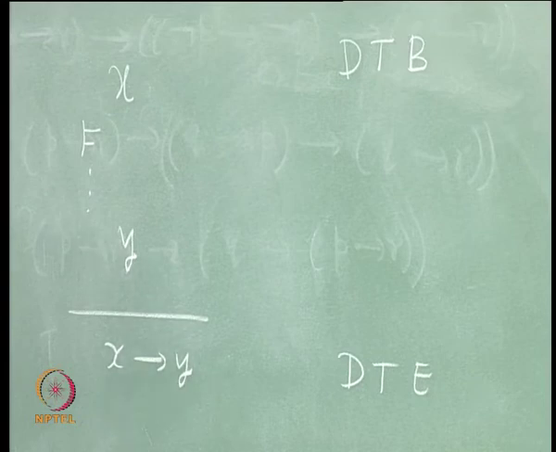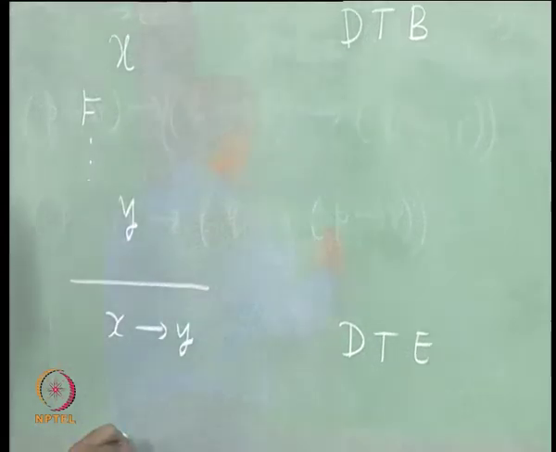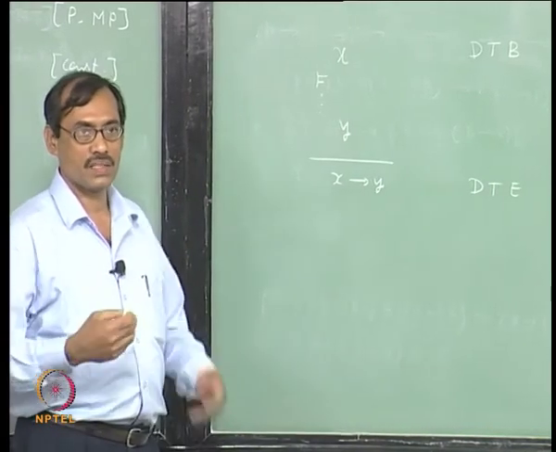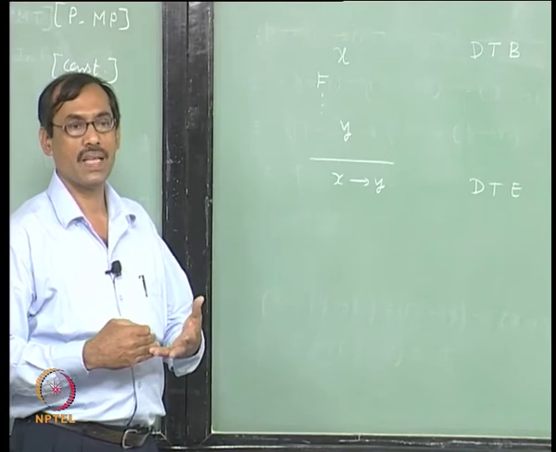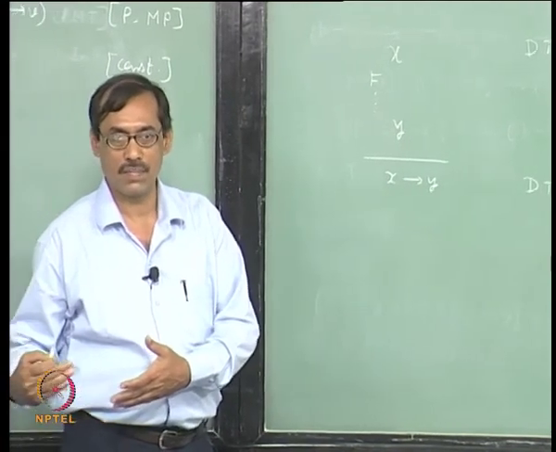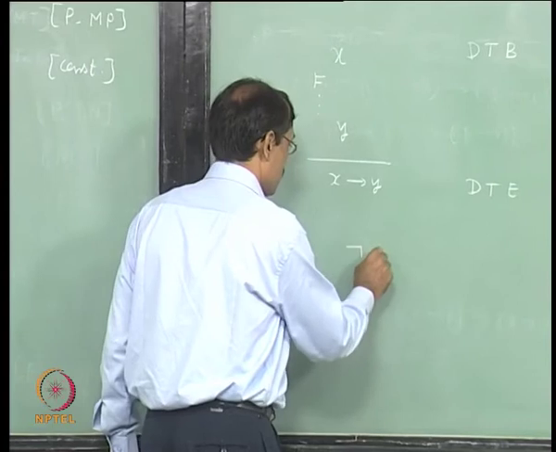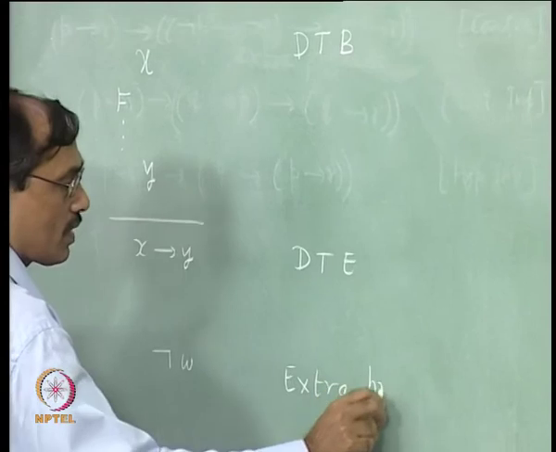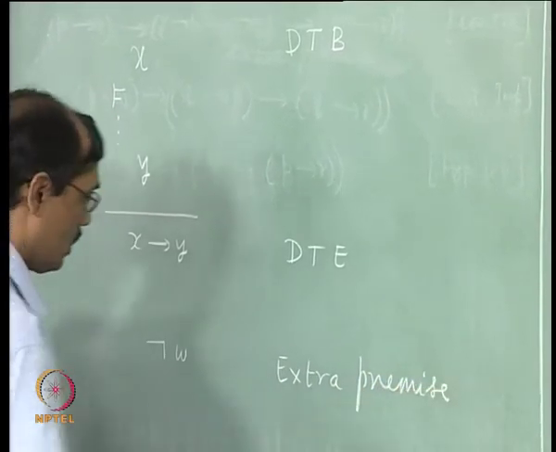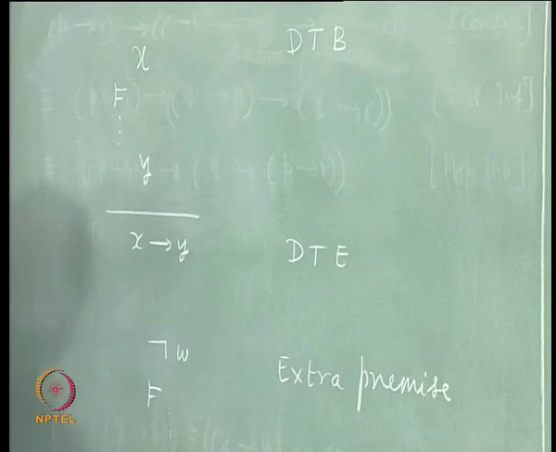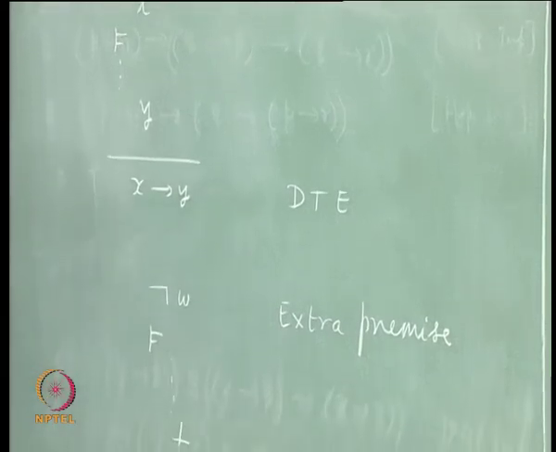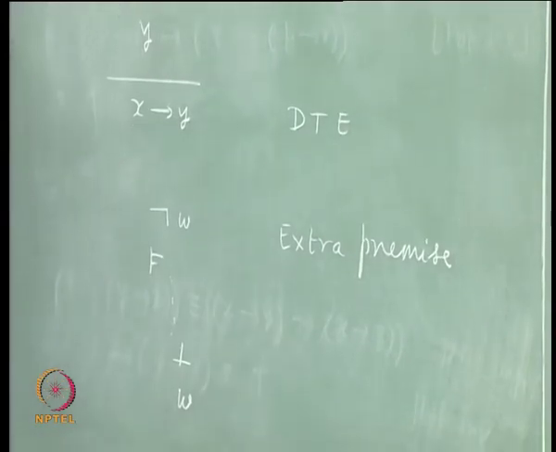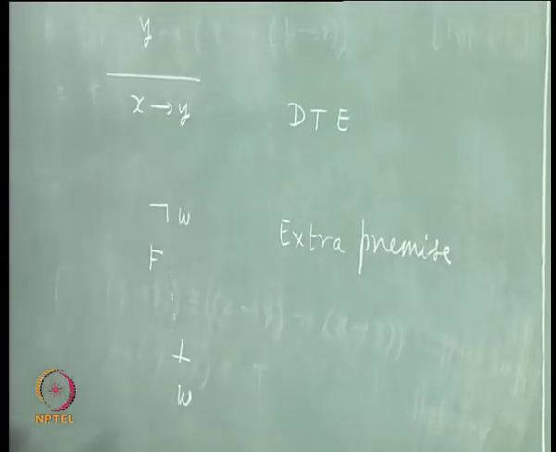Similarly, for reductio ad absurdum, what do we do? We take another assumption, say not W: sigma union not W entails bottom, therefore sigma entails W, fine. So we can add one extra premise not W, which is an extra premise, then finally with entailments we get bottom, and the next step should be W without this extra premise anywhere.